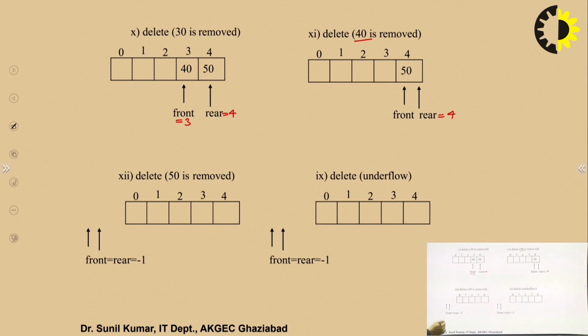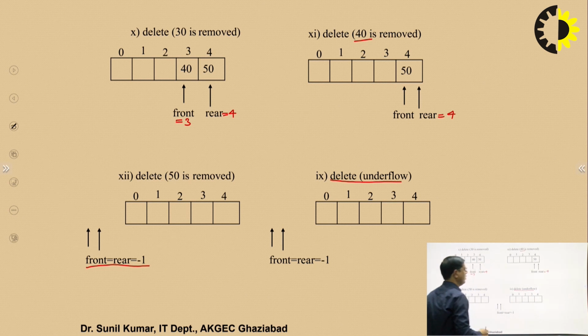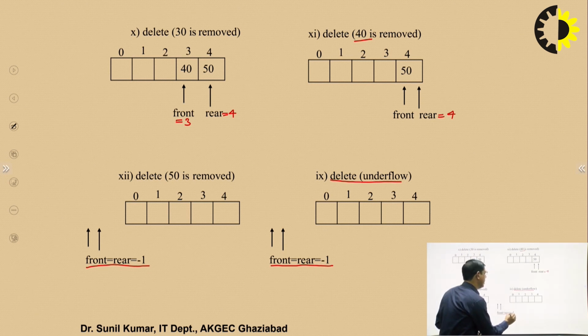Now suppose again we are trying to delete this 50, then 50 will be deleted, and in that case front equal to rear will be -1. That indicates the condition that the queue is empty. And suppose we try to perform one more delete operation, that will be the condition of underflow, because there is no element for deletion. And this is how to find out whether the queue is empty or not, that is front equal to rear equal to -1.